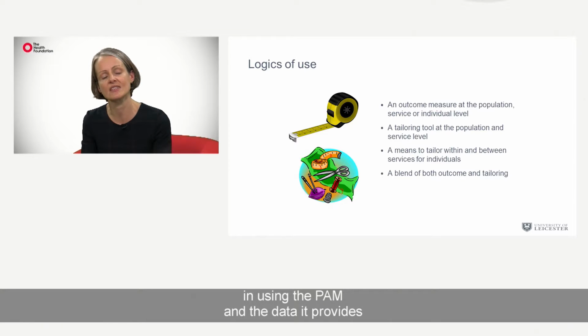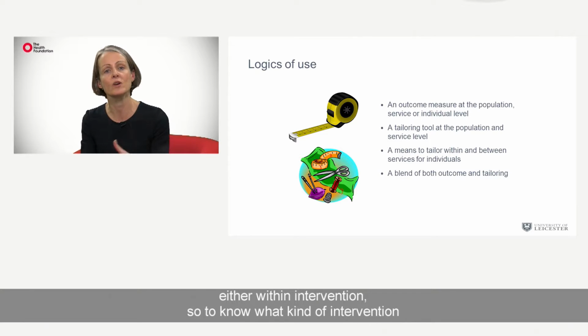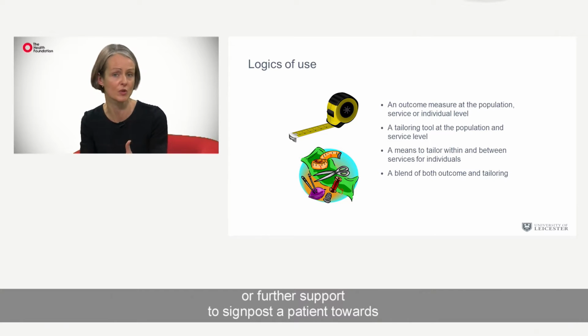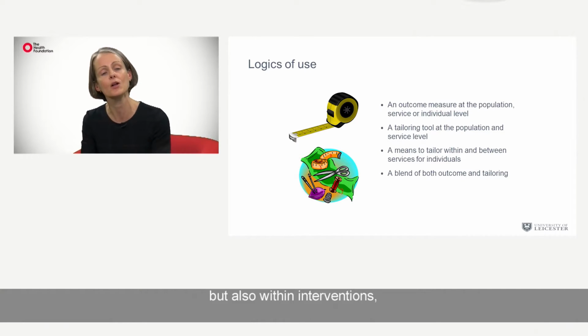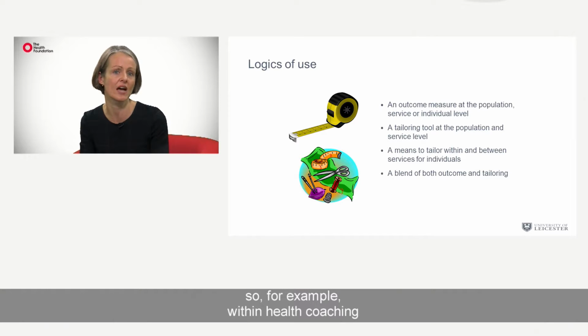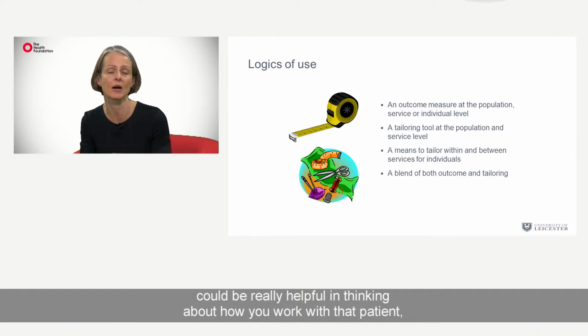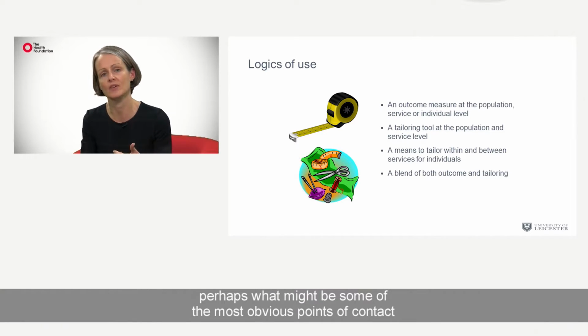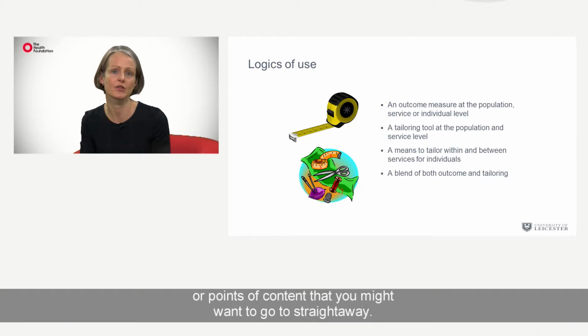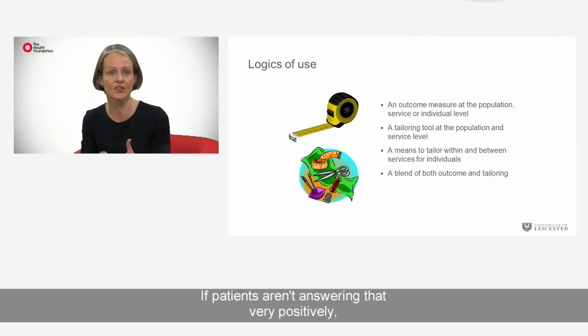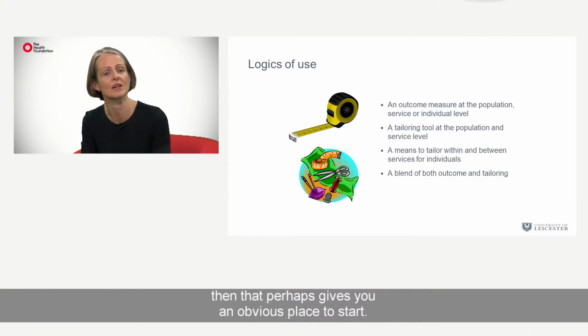But also there was a lot of interest in using the PAM and the data it provides as a tailoring tool at the individual level, either within interventions, so to know what kind of intervention or further support to signpost a patient towards or actively refer them into, but also within interventions. So for example, within health coaching, there was an idea that data collected via the PAM could be really helpful in thinking about how you work with that patient, perhaps what might be the most obvious points of contact or content that you might want to go to straight away. For example, there's a question in the PAM about understanding medication. If patients aren't answering that very positively, then that perhaps gives you an obvious place to start.